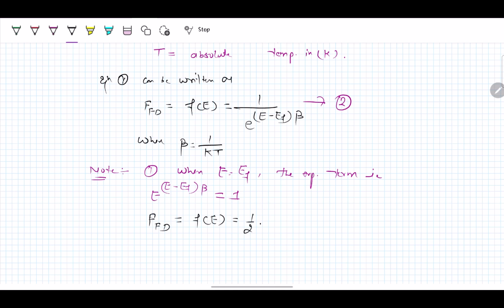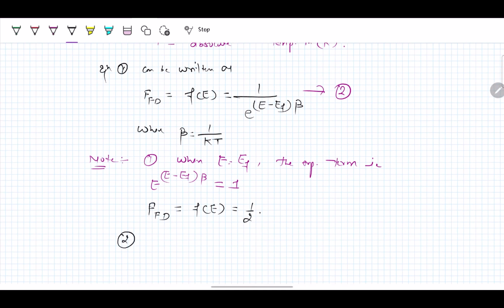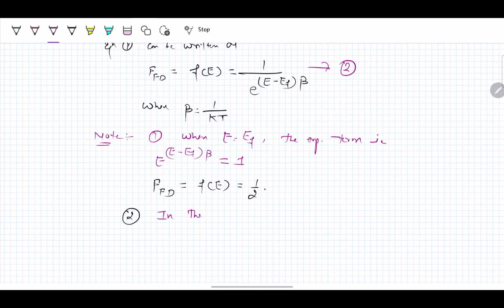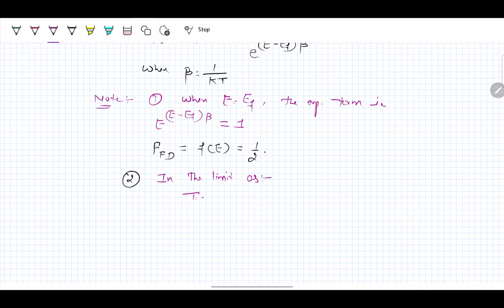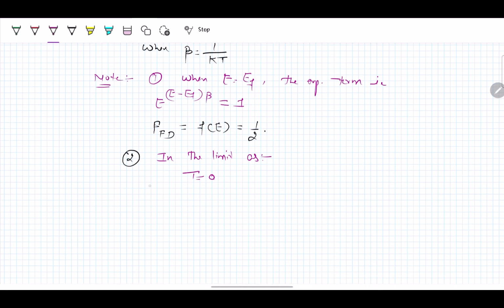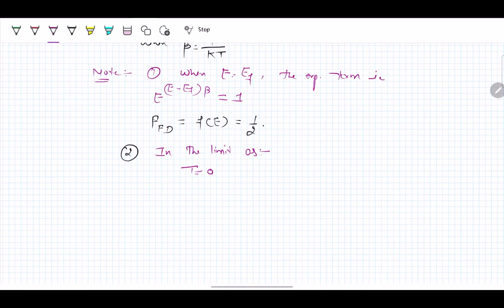All right, and the second case is in the limit where the temperature T is equal to 0. In that case, equation number 2 can be written by using T = 0: the function of total energy is either 1 or 0. If E is less than EF, we will get 1, and 0 for E greater than EF.